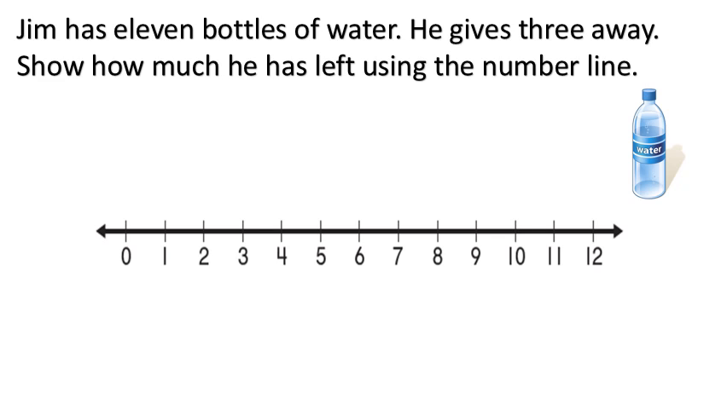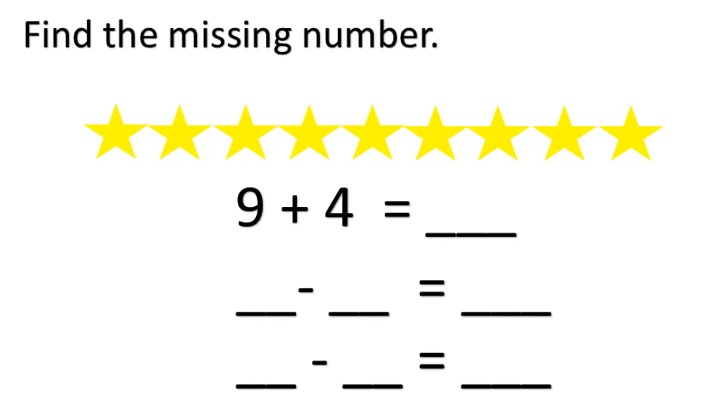The number line. Great job. So what is my equation here? You must always turn your word problem into an equation. 11 minus what? 3. That's right. So where do I start on the number line? 11. And I jump how many times to the left? 1, 2, 3. My answer is what? 8. Excellent.